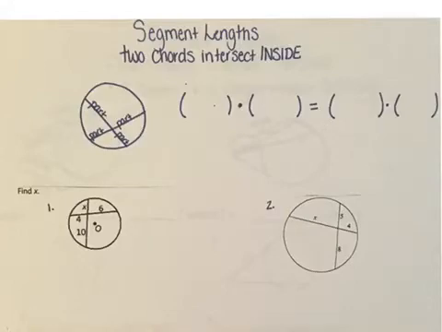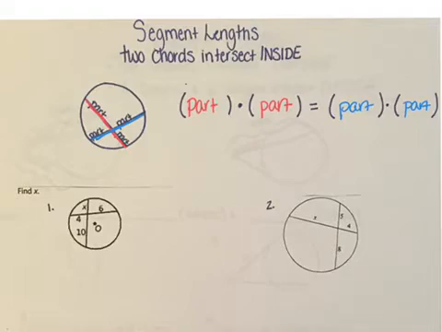For this one, we're going to look at segment lengths when two chords intersect inside the circle. So we're going to first look at the formula, and all we do is take this chord and multiply one part by the other, and then set that equal to this chord, one part times the other. So the formula for this one is part times part equals part times part.